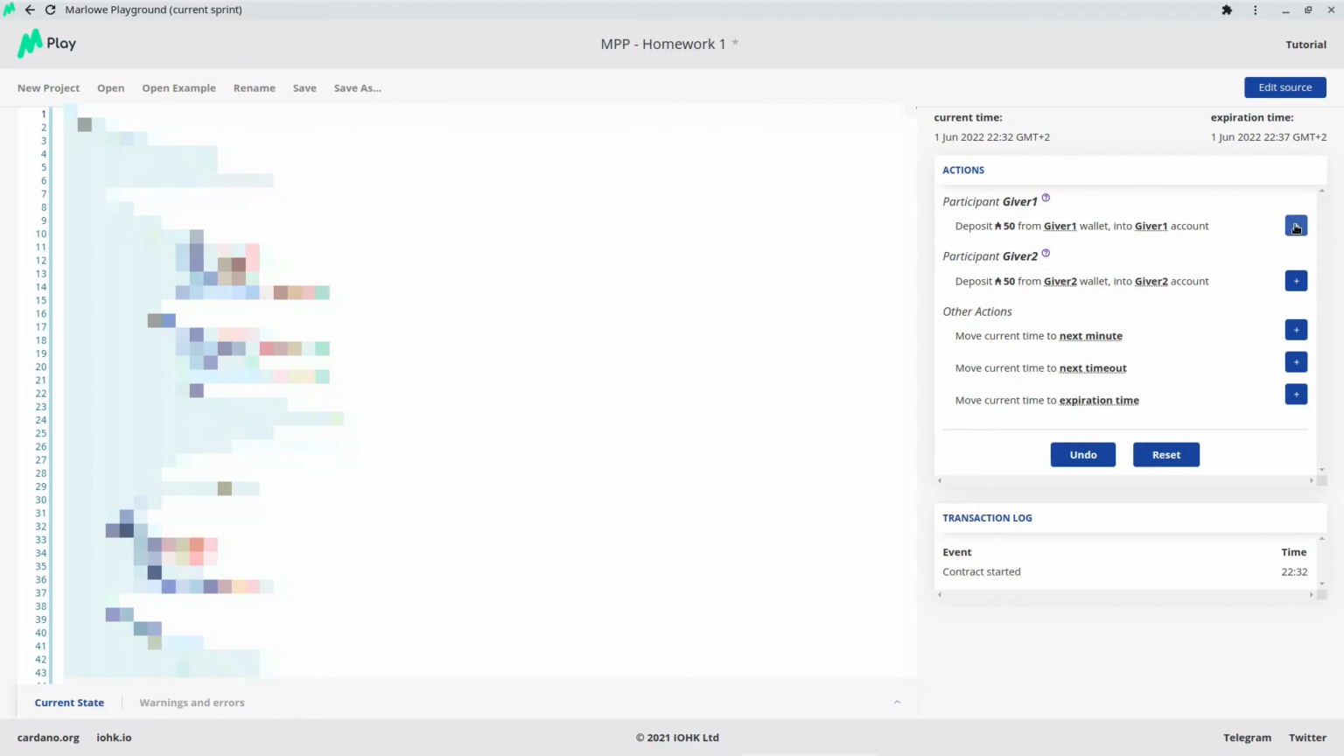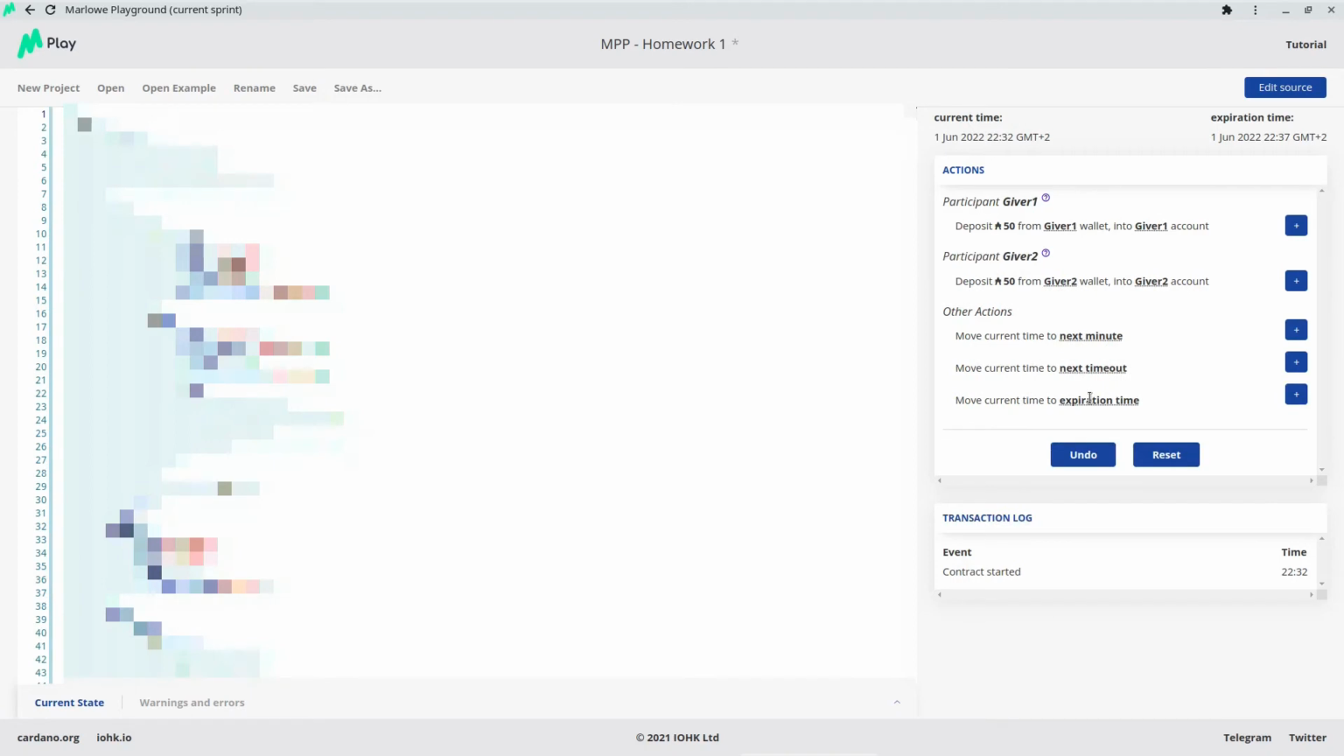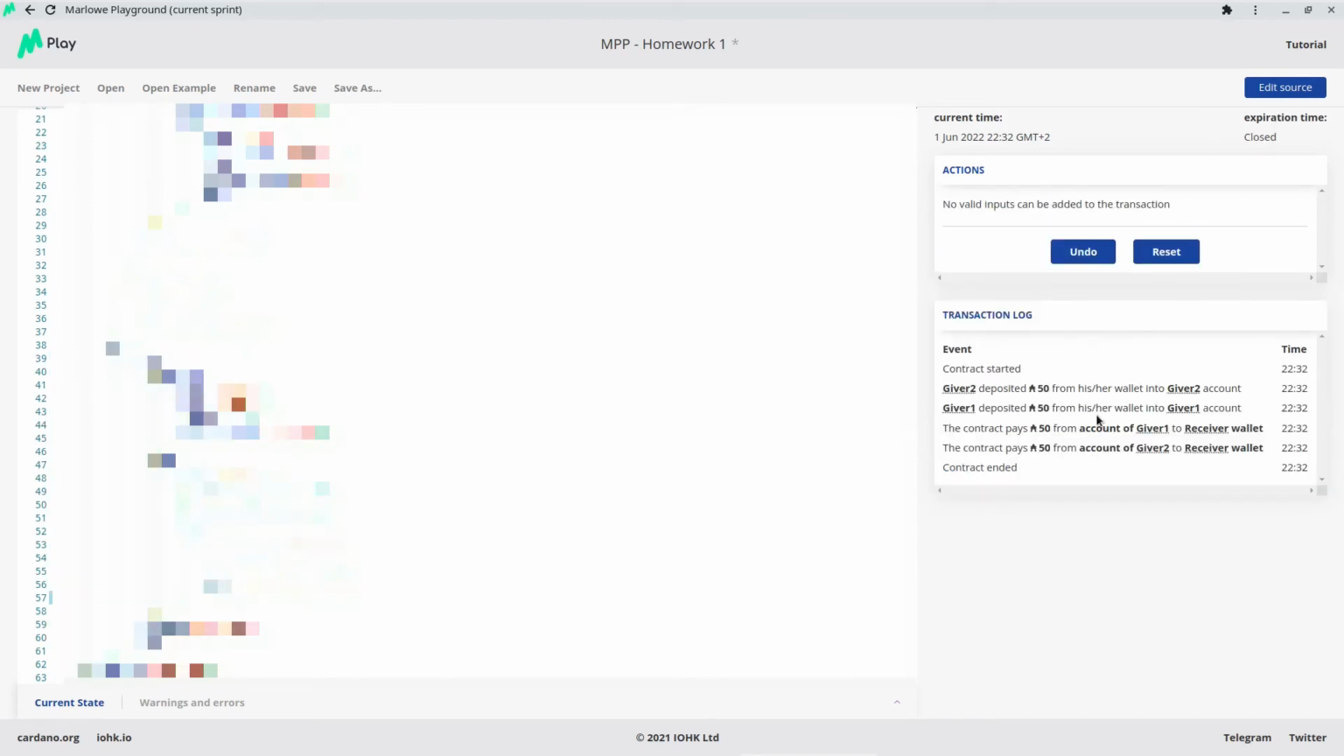If giver one makes a deposit, then giver two must give the deposit next. And if giver two makes the first deposit, then giver one should make the next one. In both cases, the receiver then receives the total. So in this case, 100 ADA.